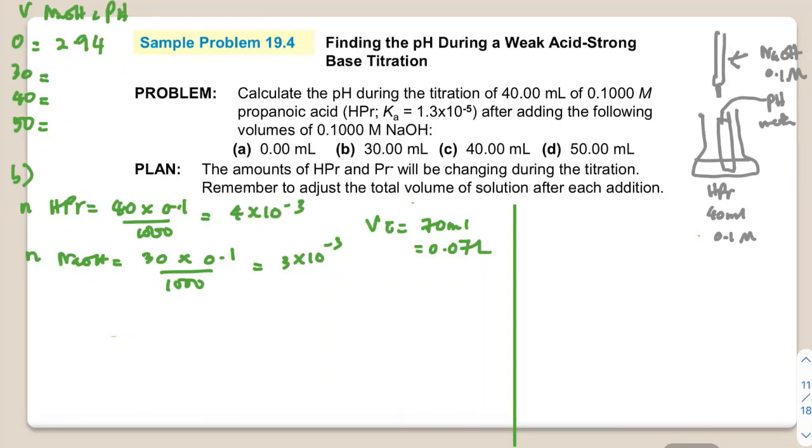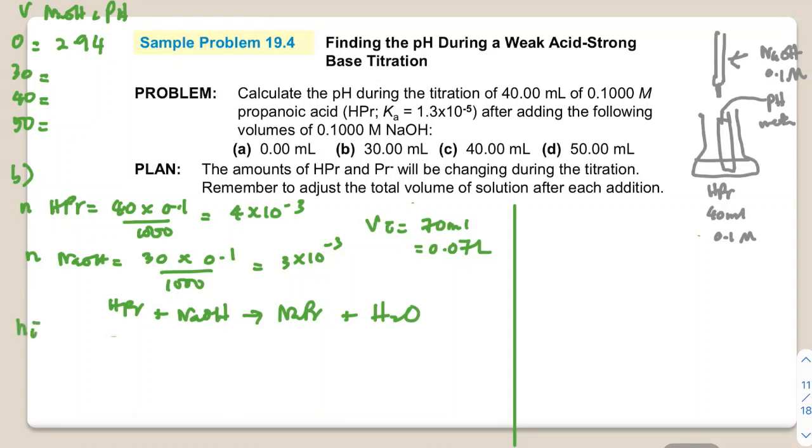Okay, let's construct the reaction table. We have a reaction between HPr and sodium hydroxide. It turns to NaPr plus H2O.